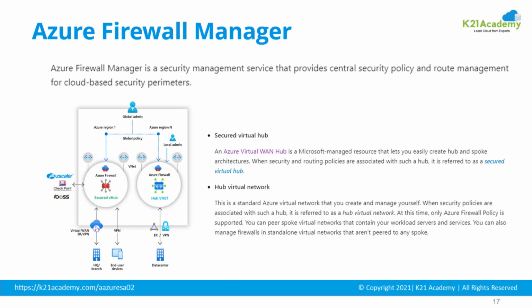There are two types of architecture deployment you can do for the firewall. One is called a secure virtual hub. Now, what is a virtual hub? We are going to cover that in future lessons. And then the second is hub virtual network. So these are the two architecture styles in Azure Firewall Manager.